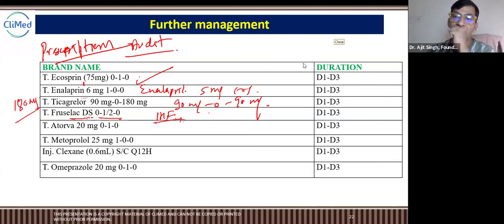Furosemide, absolutely. Is it spironolactone also? Frusilac DS is spironolactone also, right? Is it, guys? Frusilac DS is spironolactone also. Yes, guys. Frusilac DS has spironolactone or not? Tell me.